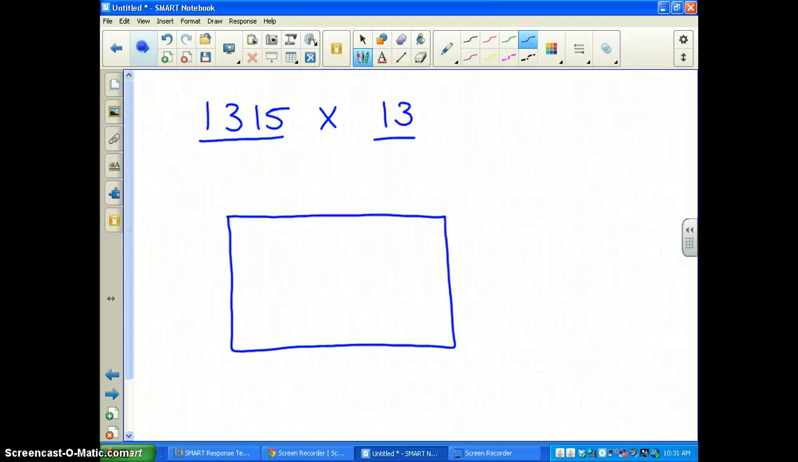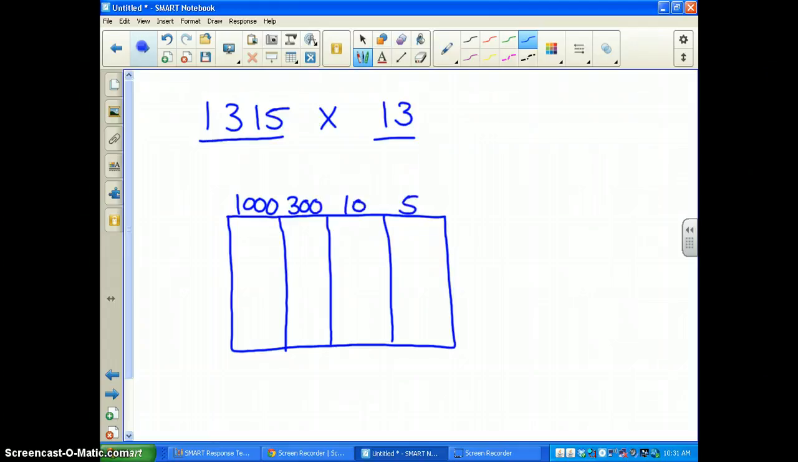So what we'll do is we'll have our 4 digits coming down: 1, 2, 3, and 4. We will separate our numbers. We have 1,000. We have 300. We have 10 and 5. Because we know that 1,000 plus 300 plus 10 plus 5 equals 1,315. And now we'll have our 2, which is our 10 and 3.